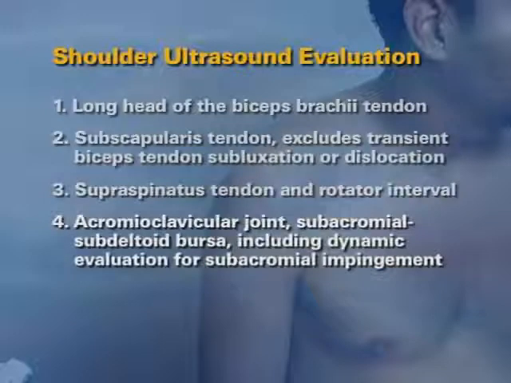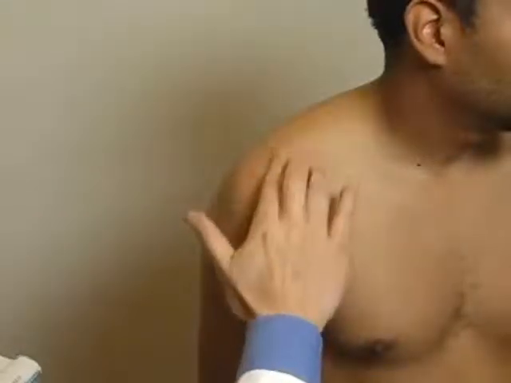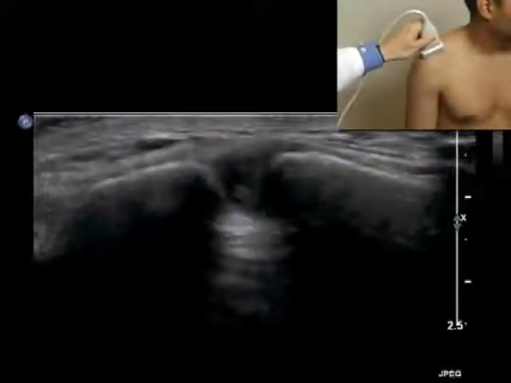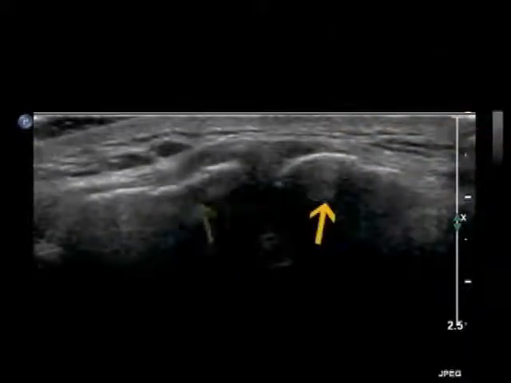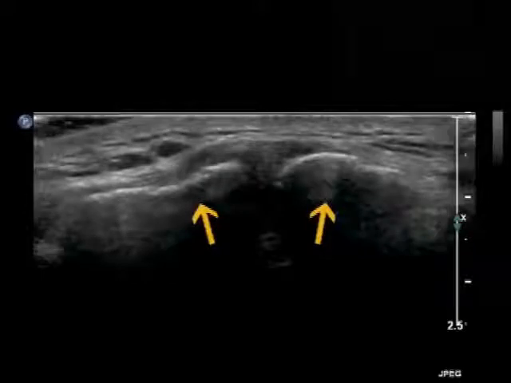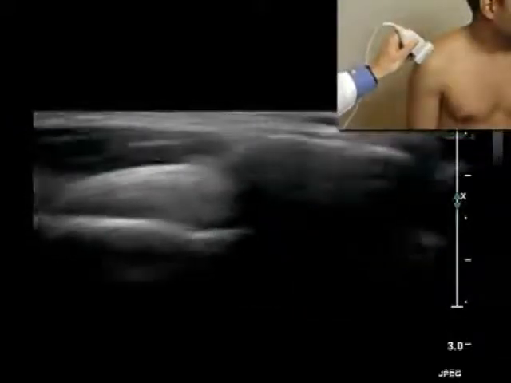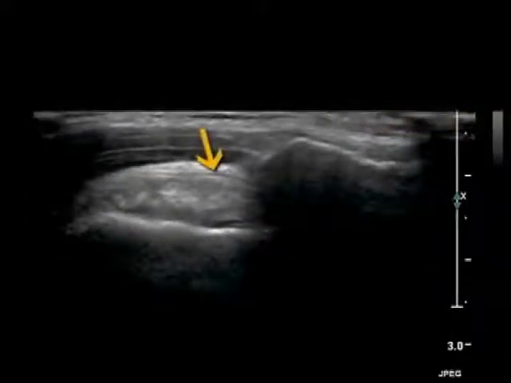Step 4 evaluates the acromioclavicular joint, subacromial subdeltoid bursa, including dynamic evaluation for subacromial impingement. With the patient in neutral position, the acromioclavicular joint can be identified with palpation of the distal clavicle. The transducer is placed in the coronal plane, and the bone contours of the distal clavicle and adjacent acromion are identified. The transducer is then moved lateral to the acromion in the coronal plane to evaluate the subacromial subdeltoid bursa, appearing as a thin hypoechoic layer.